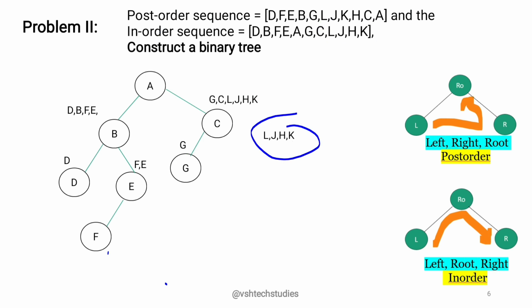Next, which is the root? L, J, H, K. Observe post order. Which comes last here? L, J, K, H. So H is the last. So H is made as the root. That is connected as the right child of C.